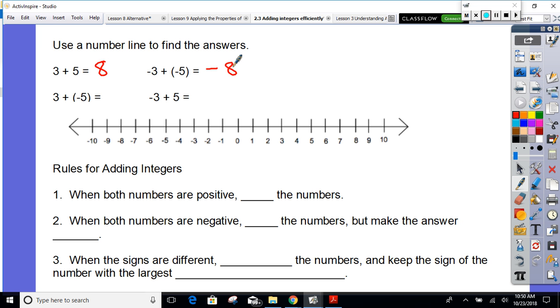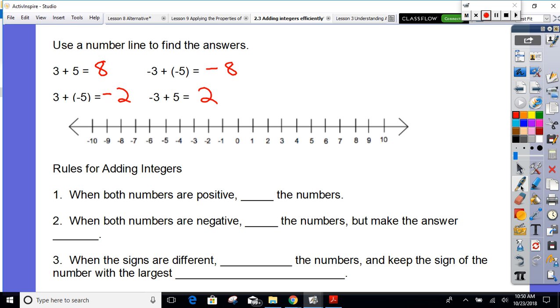Sydney, what if we have 3 plus -5? What would that be? If you go 3 to the right and then 5 to the left, where do you end up? -2, good. So 3 plus -5 is -2. Sophie, how about -3 plus 5? Where do you end up if you go 3 to the left and then 5 to the right? +2.